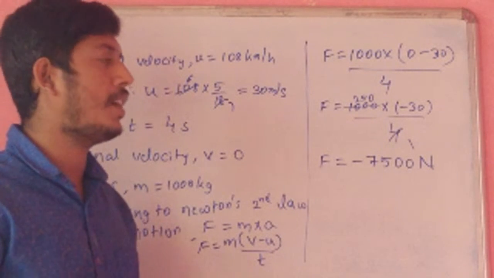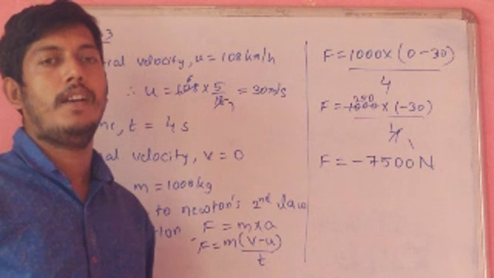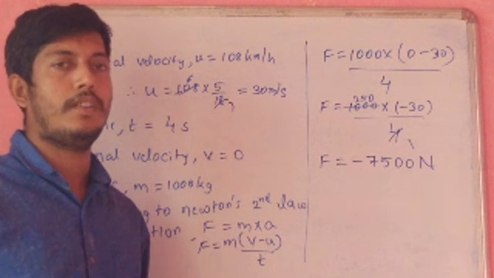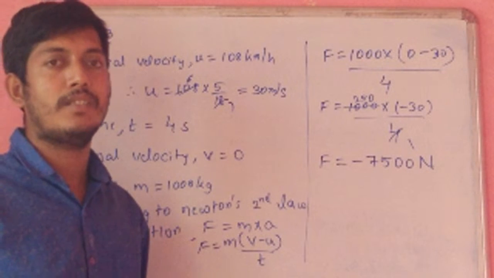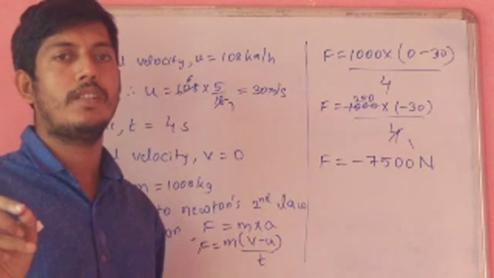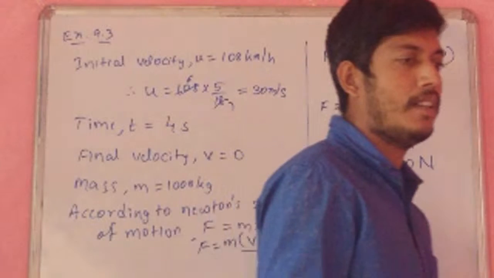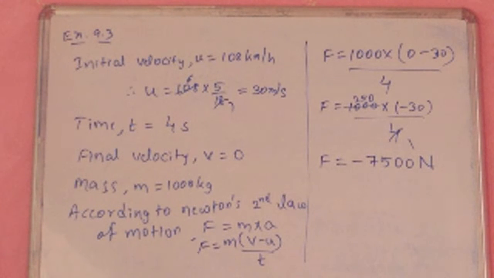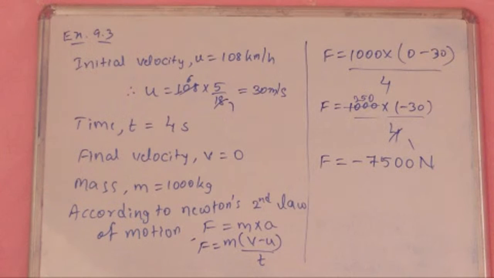So many gave the answer as 7500 Newton and 250 Newton. So that is the wrong answer. The exact answer is minus 7500 Newton. Just look at the answer once again. How many of you understood this? We'll try to solve the problems once again in a short period.